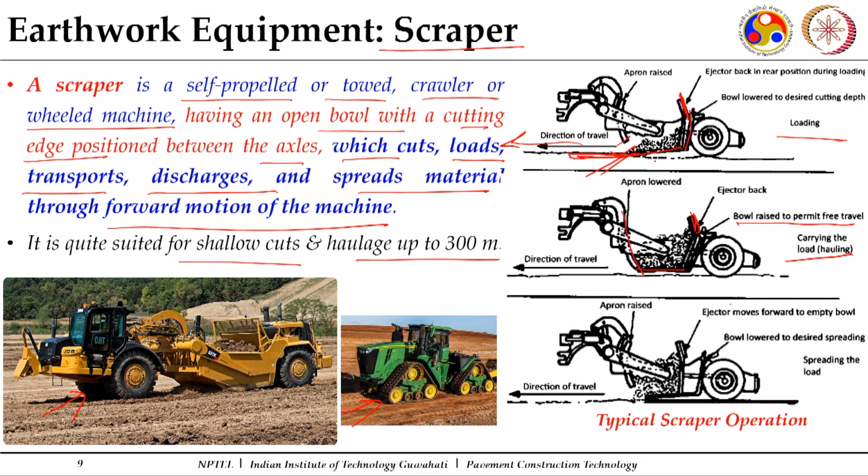So, I am doing cutting here, then I am taking that material and I will dump or spread that material where filling is required. At the next step, when the spreading or the releasing of the load happens, this bowl is again lowered down and the ejector moves forward. So, this material is pushed down, and an apron is raised.